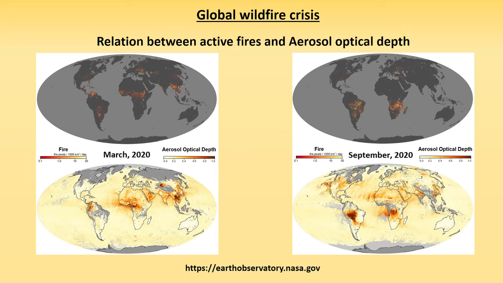According to Earth observation research, nowadays every region on Earth has its own wildfire seasons. Wildfires become more and more common in particular parts of Earth. Here you can see global maps of relation between active fires and aerosol optical depth provided by Earth Observatory, where you also can find other global maps particularly related to wildfire hazard.